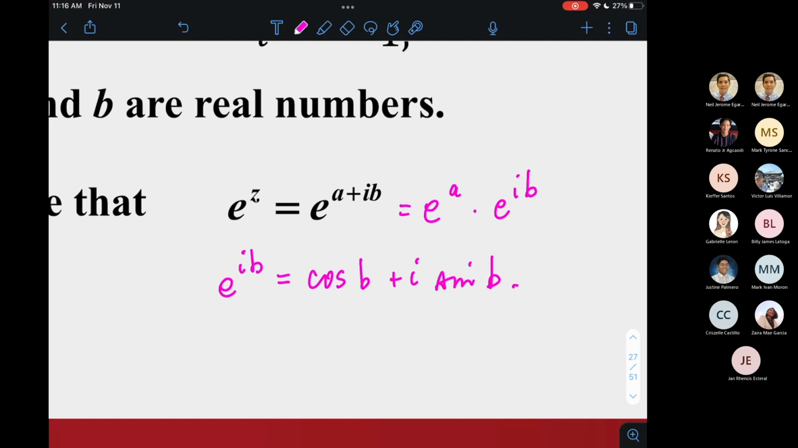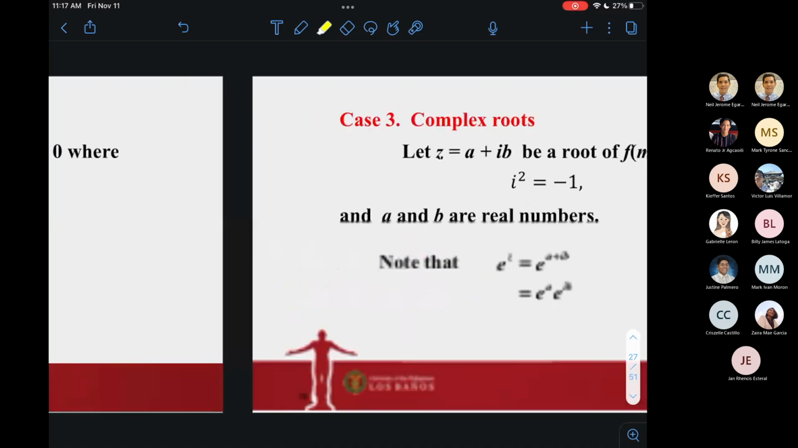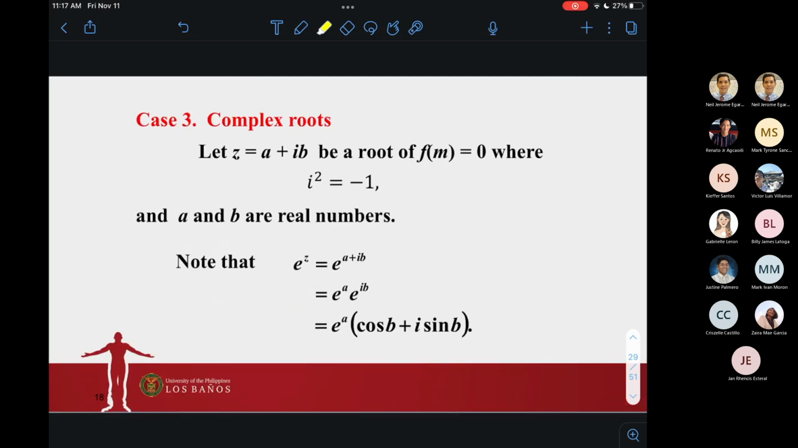I will not go into the details why this happened. You have to wait until Math 165 for you to learn the motivation behind this definition. But if you have e to the ib, that is just cosine ng b plus i sine b. Okay? So ito yung trigonometric form ng complex number e to the ib. Now, ito yung sinabi ng slide. Okay? So, ito yung itsura. And then, titingnan natin ngayon, ano yung itsura ng solution kapag meron tayong complex roots.